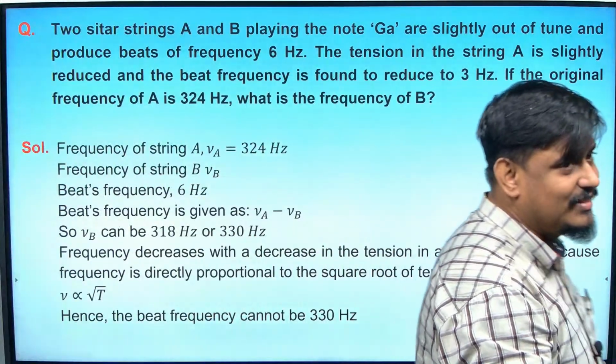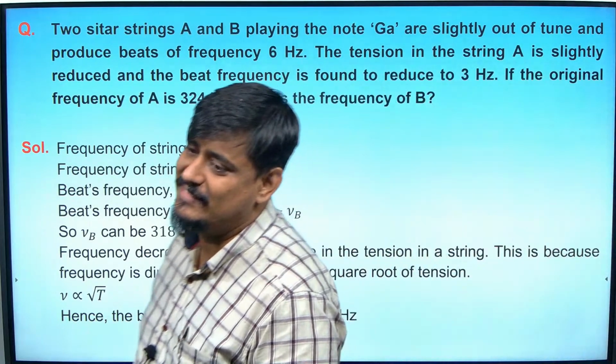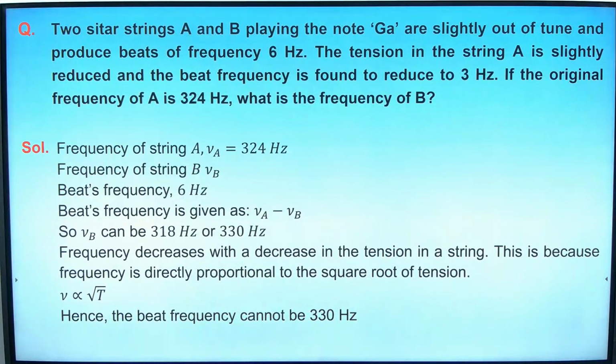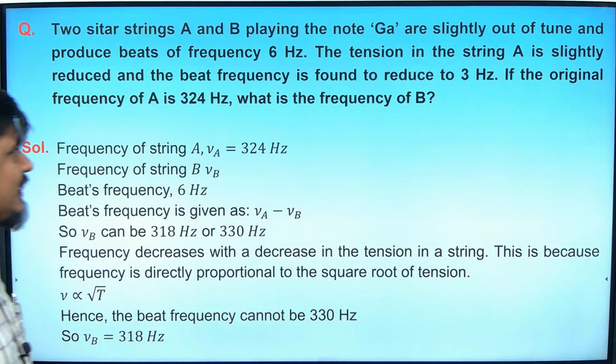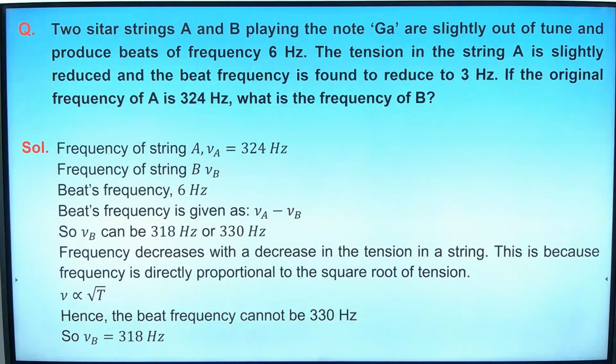So I said 330. But the frequency should have been more. So, what is the answer? 330 hertz. What did you ask me, sir? I asked, what answer did you tell? I said 330 hertz. How can it be correct? Oh, then I'm wrong. I said 330 hertz. Yeah, but why is your understanding wrong?